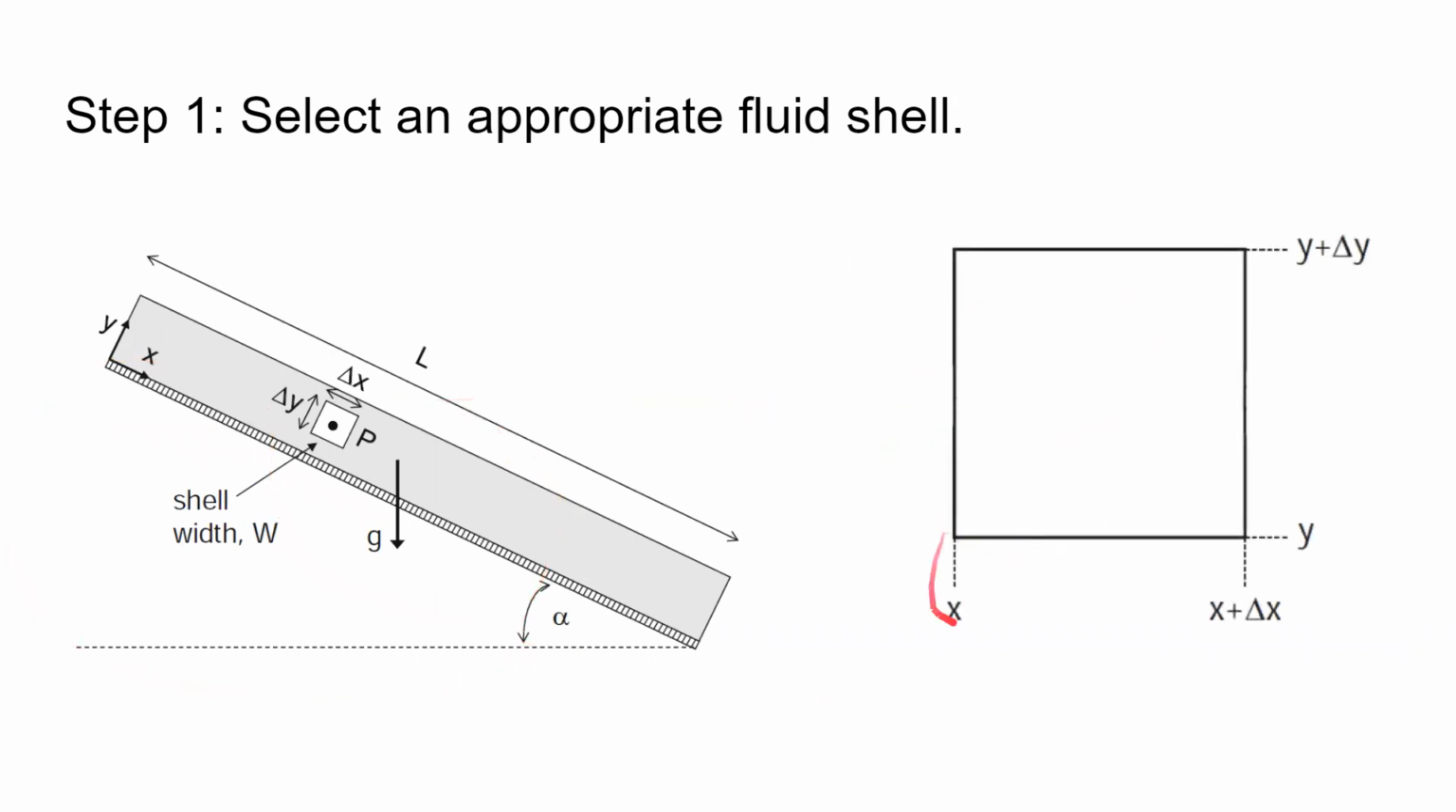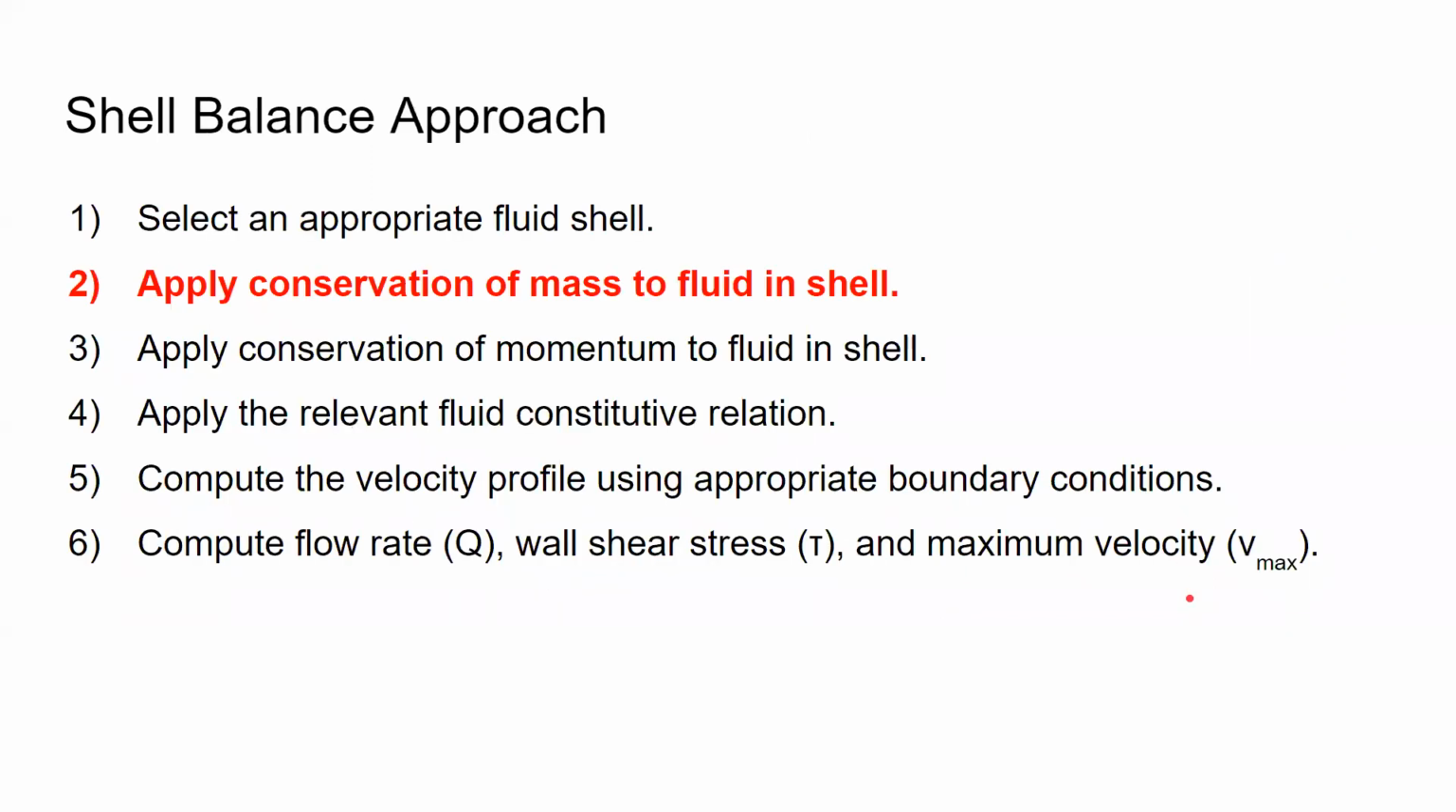So we have X and then a change in X denoted by X plus delta X, and then we have Y. Then we have a change in y, y plus delta y. And just note that we did reset the axes right over here, and then we'll add the alpha in later just so that it is more simple for the time being. Great, so the second step is to apply the conservation of mass.